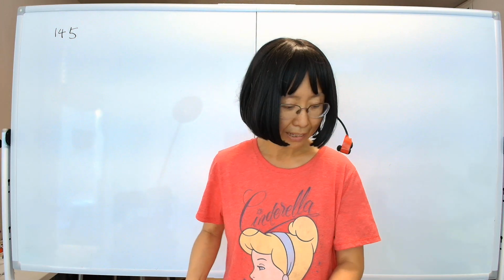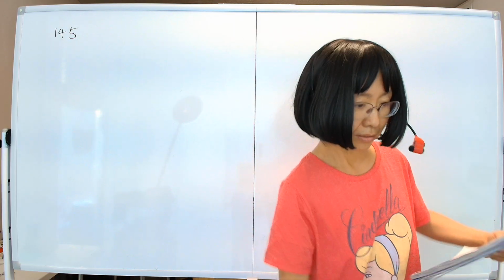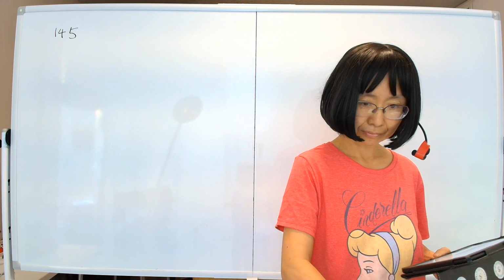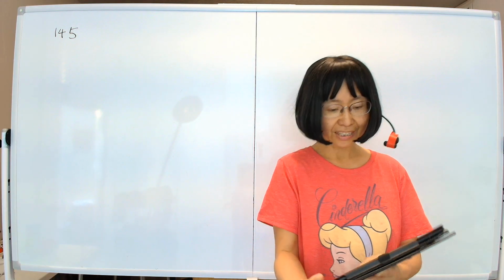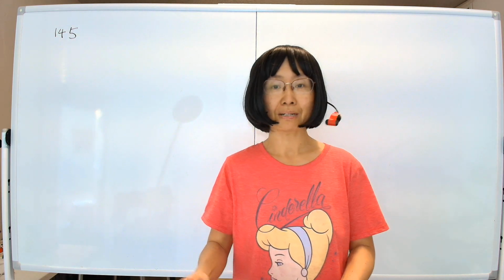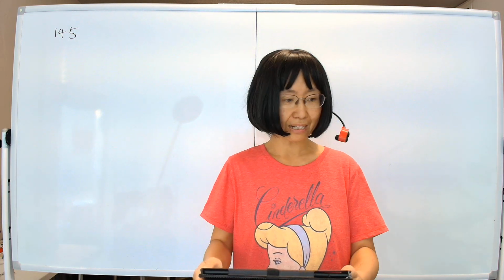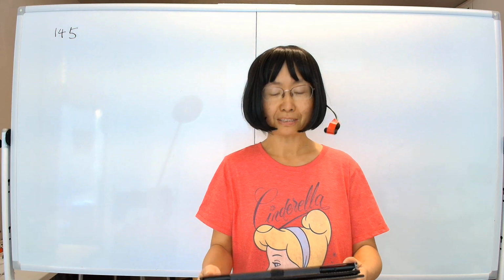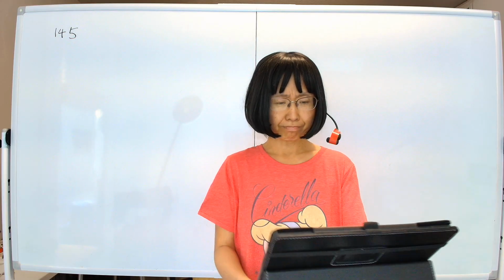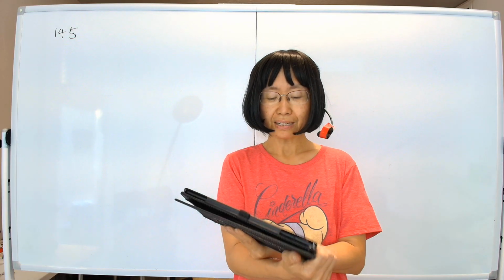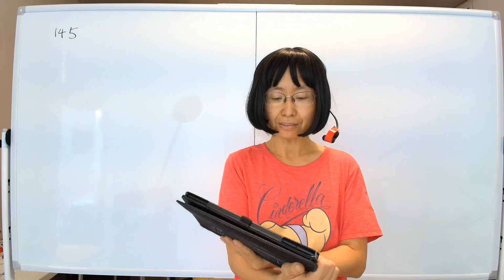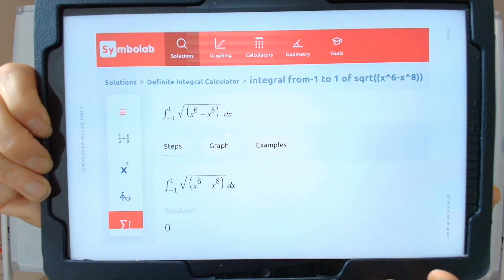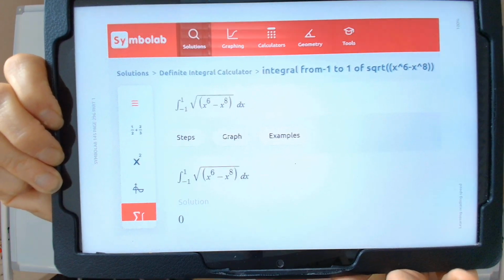All right, now problem one, this is 145. Okay, now something interesting happened with the Symbolab integral calculator that I have a link for you to use normally. And this is the first time I caught Symbolab in a mistake. What happens is, when I plugged it into the definite integral calculator and set it as from -1 to 1 to integrate it, it says the solution is 0.